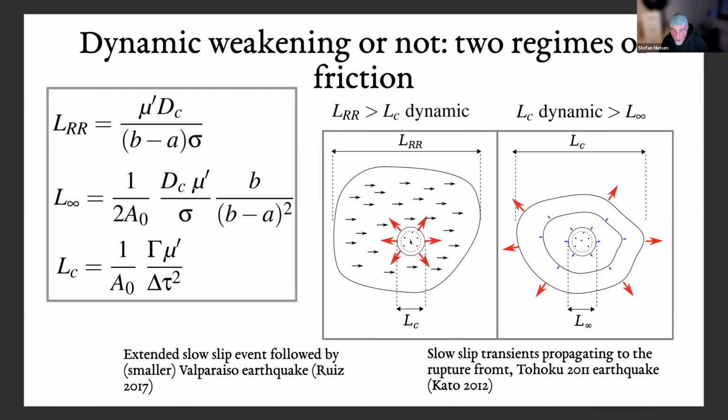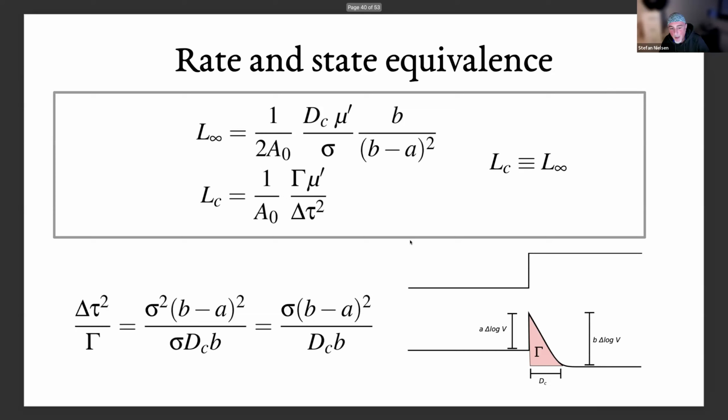Yeah, I dropped a step here. The Dc here is not the characteristic length of rate and state. You have to recompute an equivalent Dc. It's explained in the Rubin and Ampuero paper. So this Dc is different from the rate and state Dc. It's an equivalent Dc that comes out when you assume that you're off the steady state. So I didn't want to go into the details of that.